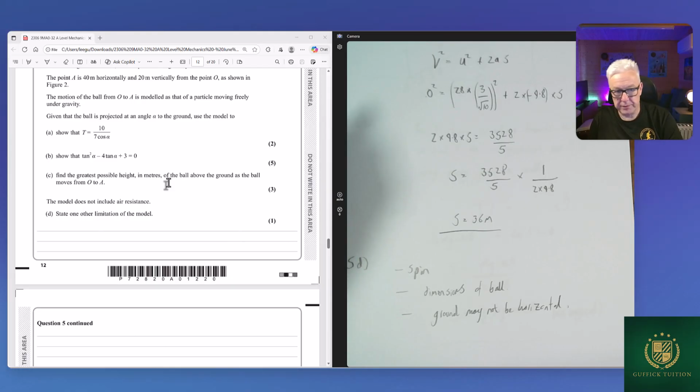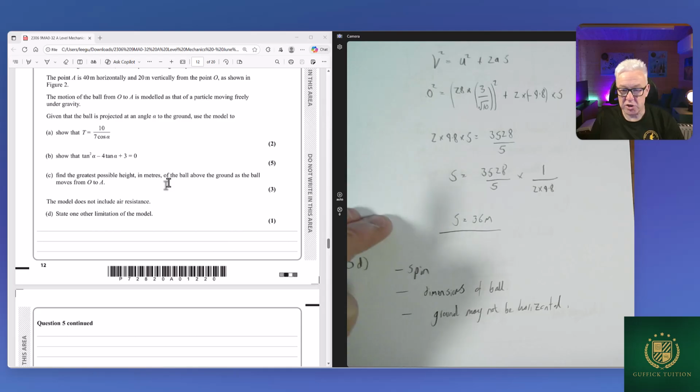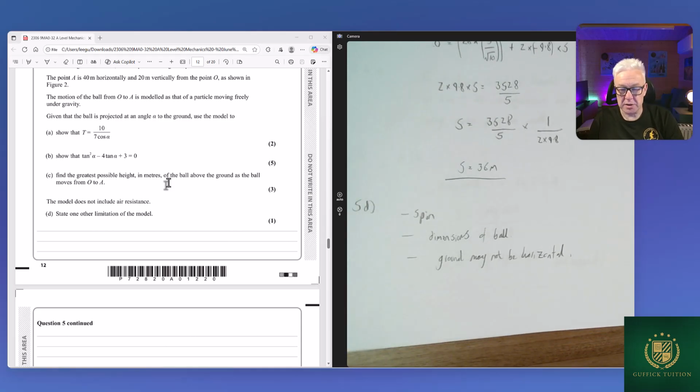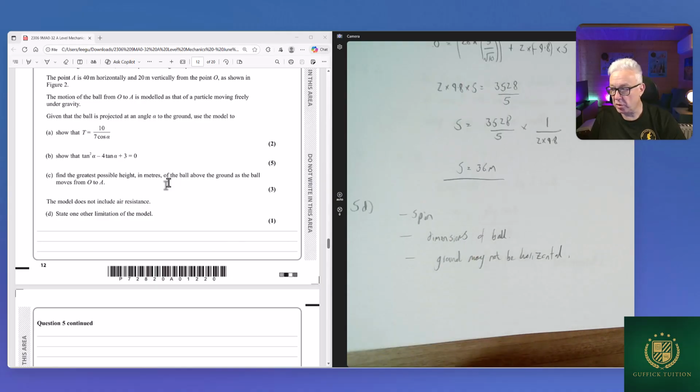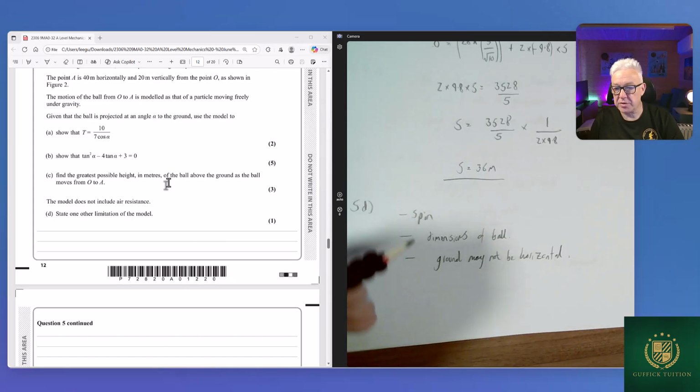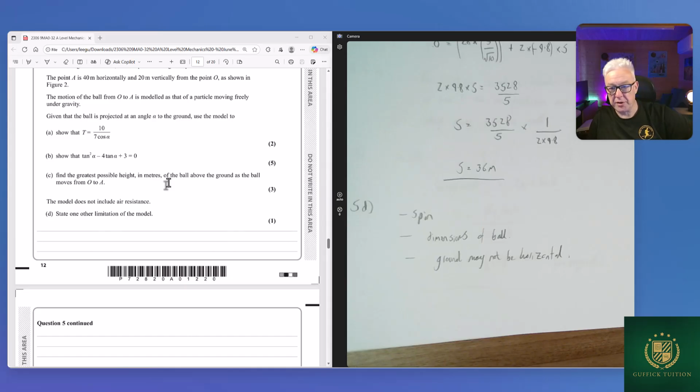Okay, now the last bit. It says the model does not include air resistance. State one other limitation of the model. There's a variety of things we could have. It's not taking into account the spin on the ball, that would affect things. It's not taking into account the physical dimensions of the ball, because the ball is being modelled as a particle. And the ground might not be horizontal, which obviously would affect how far it would go as well. So any one of those 3 would be acceptable for another modelling assumption.